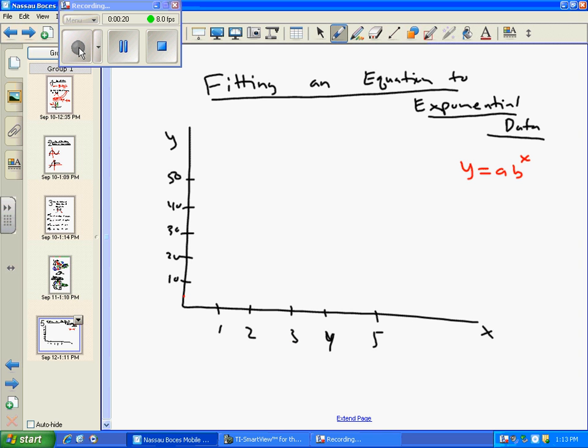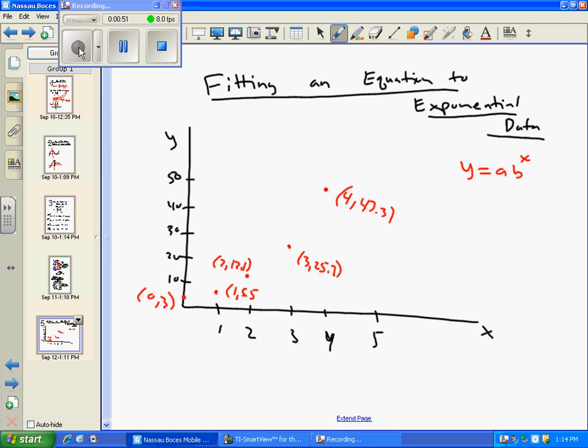Data that goes through the point 0, 3. The next point is 1, about 5.5. After that, we got 2, 12.1. And after that, we've got 3, 25.7. And then lastly, we have 4, 47.3. So almost 50.